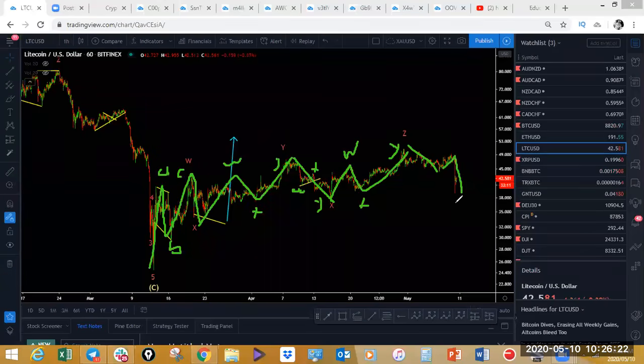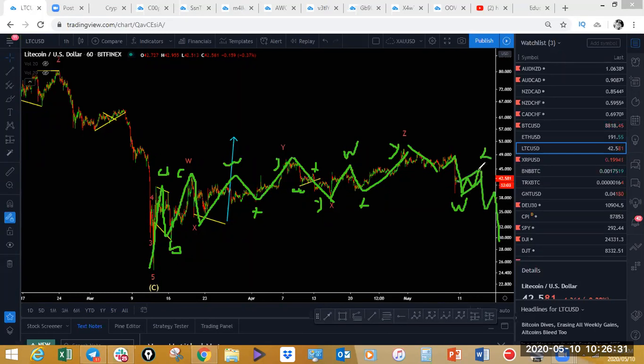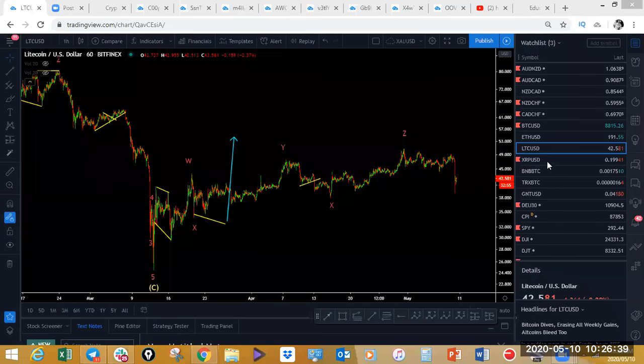So now we've started a move to the downside. That downside is also starting in a green degree, and we'll be looking for something like this. So look out for this corrective structure, the correction that I've just drawn here. That is the corrective structure that you're going to be looking for. That is the X here, and continuation to the downside on Litecoin.